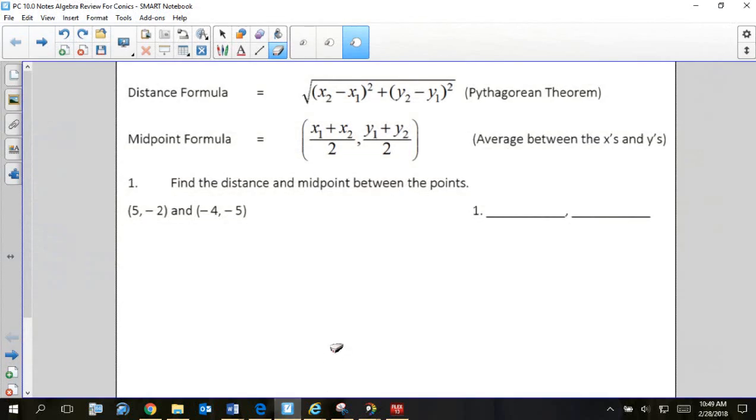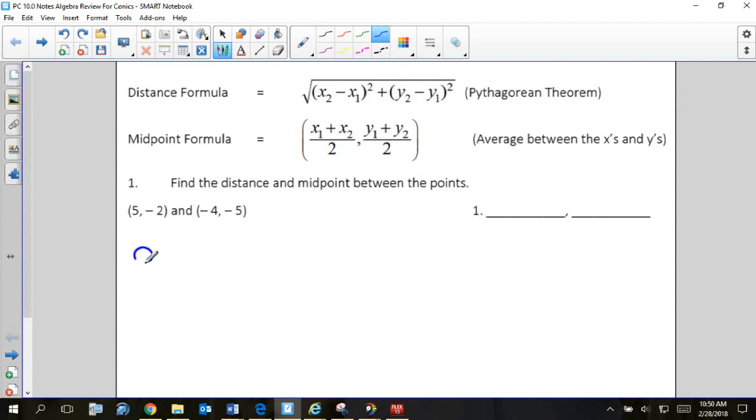All right, guys, did you start the first one? So just a reminder, when we do distance formula, you're just using Pythagorean theorem. You're finding the difference between the two x's and squaring that. And you're finding the difference between the two y's and squaring it. Adding them together, taking the square root.